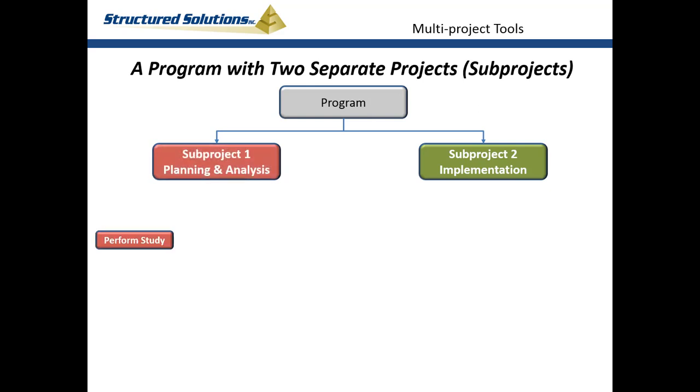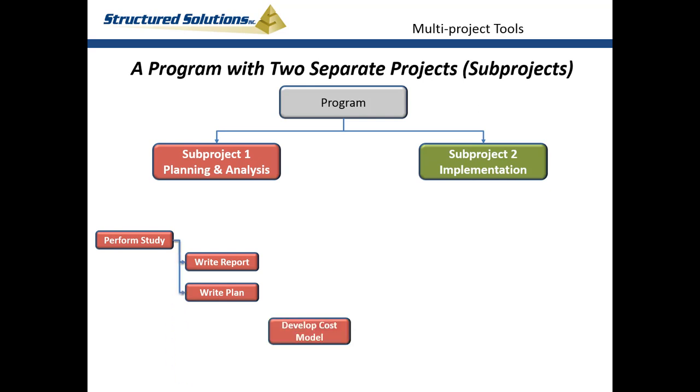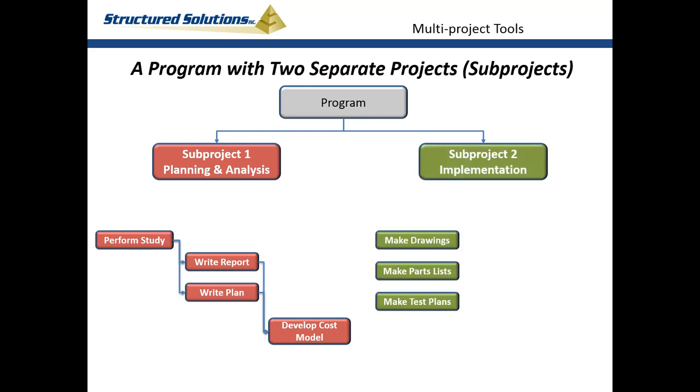Its tasks include perform study, write a report, write a test plan, and neither of these can be done until the study is complete. A task named Develop Cost Model follows the report and plan. Now let's see what the implementation subproject looks like. Its tasks include make drawings, parts list, and test plans.